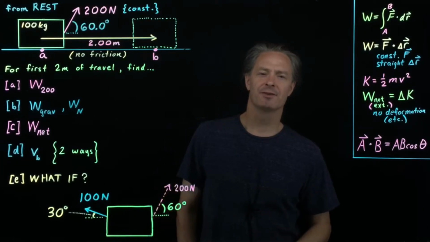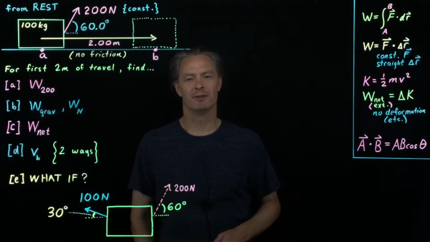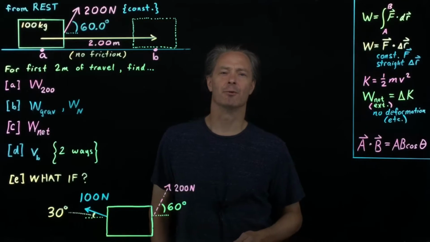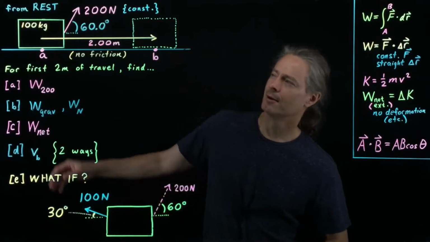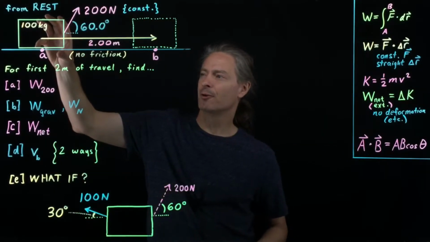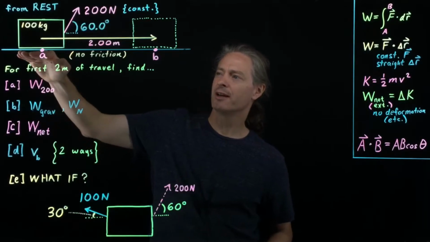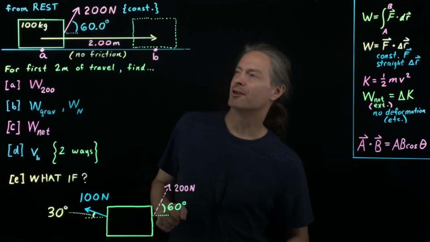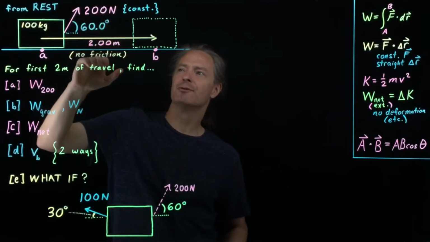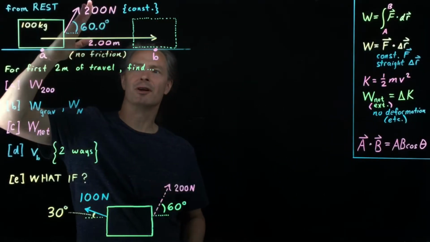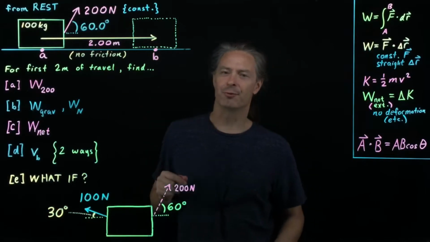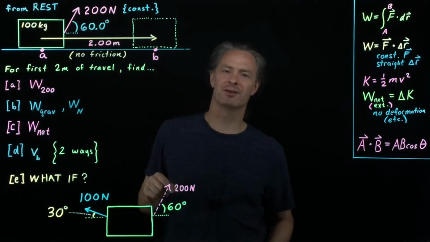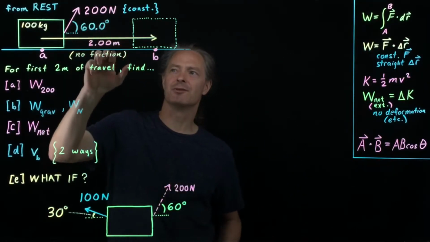Hi everybody. In this video I'm going to do an example problem involving work, kinetic energy, and the work-kinetic energy theorem. Imagine we have a 100 kilogram crate initially at rest at point A on a horizontal frictionless surface. Imagine there's an applied force of magnitude 200 newtons and 60 degrees above the horizontal. Let's imagine that for the duration of this problem, this force remains constant. That means constant magnitude, constant direction.